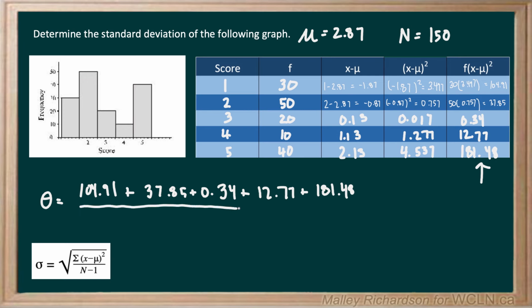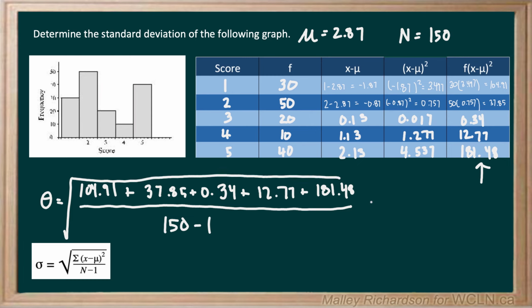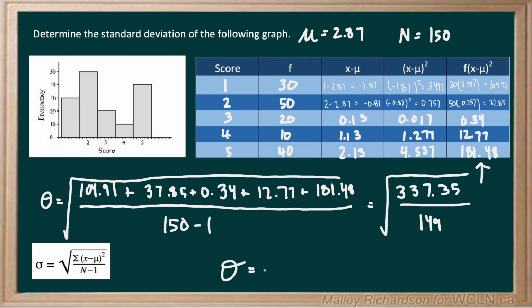And of course we divide that by n minus 1. We solved our n to be 150 and then minus 1. And of course we take the square root of all this. So if we simplify our numerator, we get a total of 337.35. And 150 minus 1 is 149, and we take the square root of that. So the square root of 337.35 divided by 149 gives us a rounded standard deviation of 1.5.